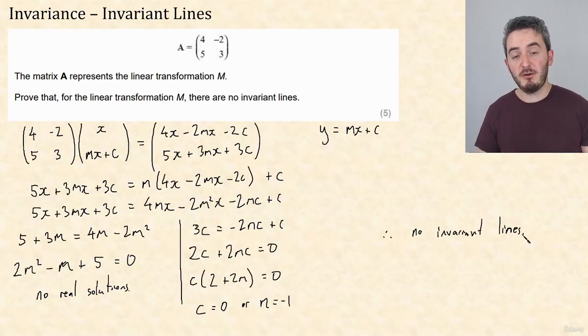All right, so that's invariant lines. In the next video, we'll look at the final type of invariance, which is lines of invariant points. See you there.